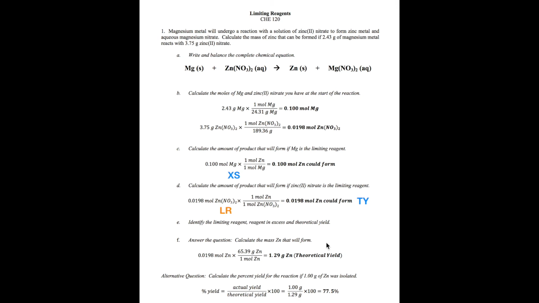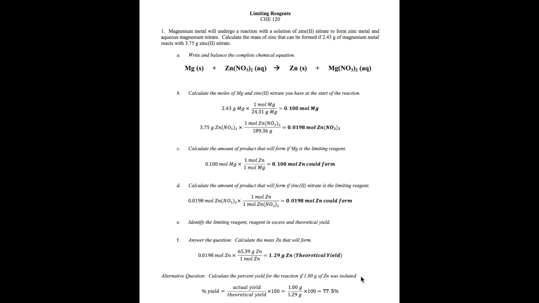Finally, once we know our limiting reagent, our theoretical yield, and our component in excess, we can answer the question that has been asked, and that is to calculate the mass of zinc that will form. If I know this as my theoretical yield of zinc in units of moles, I can convert that to grams in order to calculate that mass. So I'm going to take my 0.0198 moles of zinc times the fact that 1 mole of zinc has a mass of 65.39 grams, and that tells me that I expect to isolate out of this reaction 1.29 grams of zinc. This is my theoretical yield in units of grams. This is my theoretical yield in units of moles.